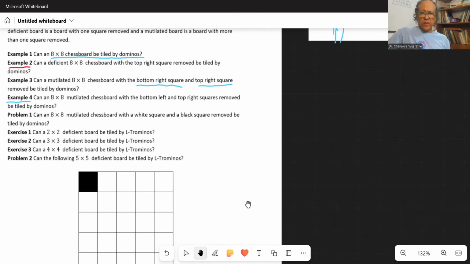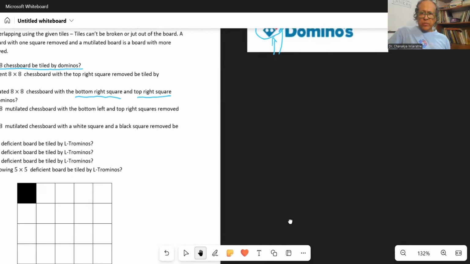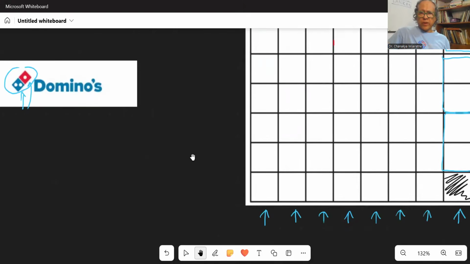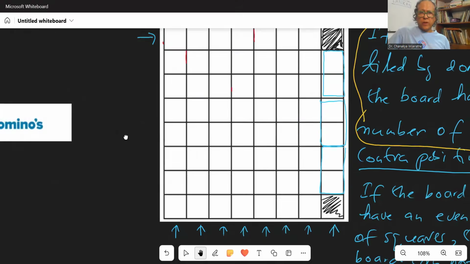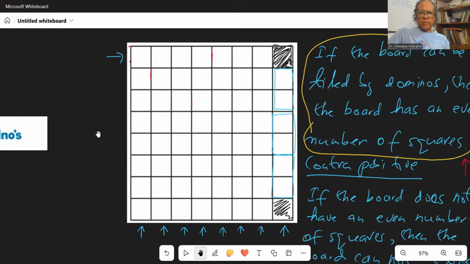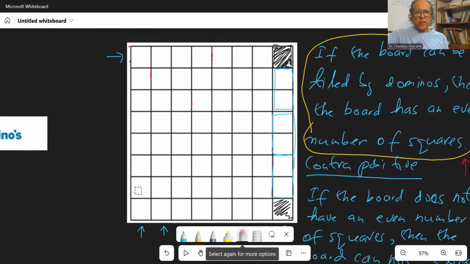Okay, so let's go to our board and erase unnecessary things here. It is bottom left and top right. So we're going to keep this top right square, and we have to erase all the rest.